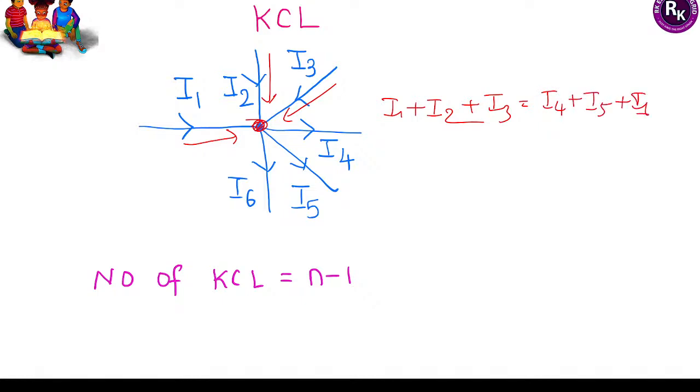This is KCL. Now, suppose some circuit is given to you and you are requested to identify the number of Kirchhoff current law equations that can be applied for the given circuit. The formula is number of nodes minus 1.